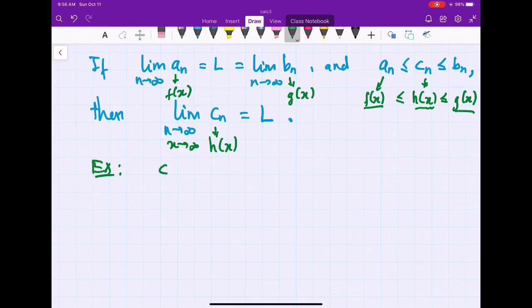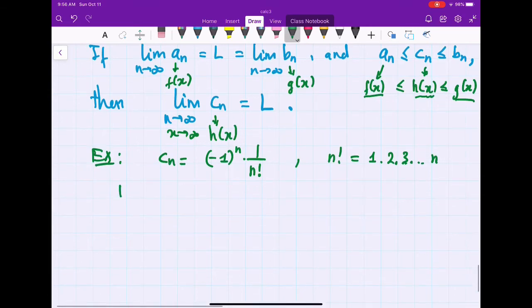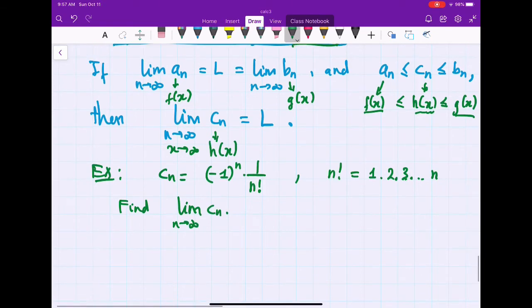So we have the sequence cn equal to -1 to the n times 1 over n factorial, where n factorial is the product of the first n numbers. We need to find the limit of this sequence. This sequence is different from the previous one because you have -1 to the n here, so the terms of this sequence may be negative or positive. Does that make sense?